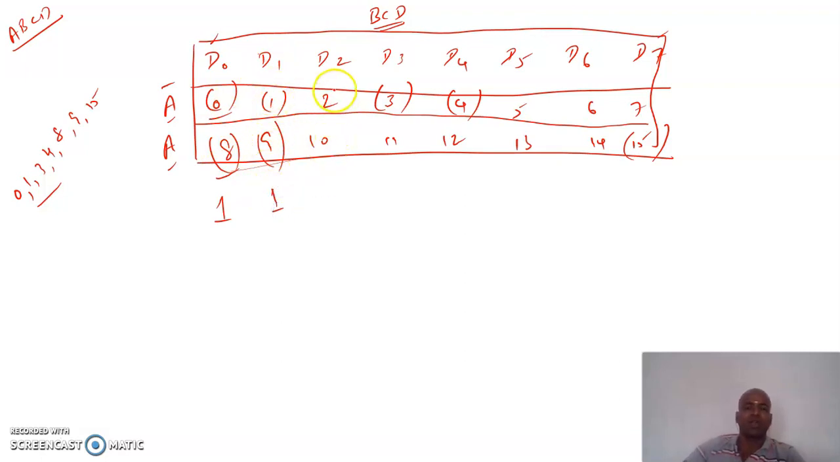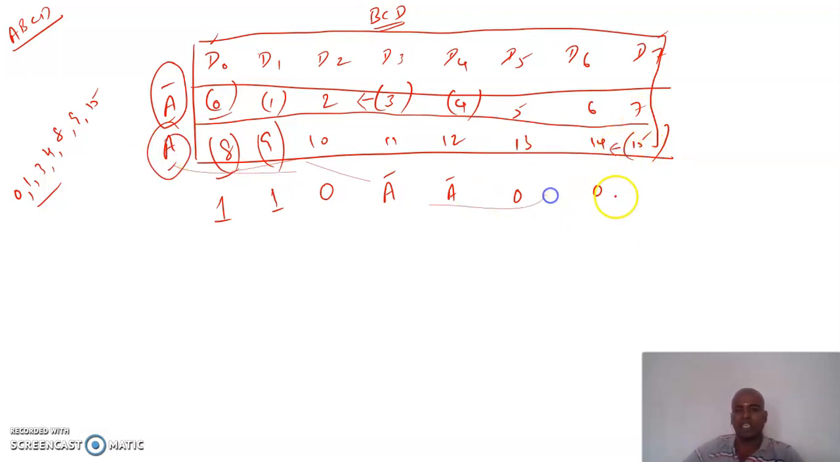If both are not having parentheses, then this value is equal to 0. If only one place is having parentheses, look at the left side variable, it is A bar. So let's write down that particular variable. Again here only one place, so it is A bar. Here nothing is there, so 0. And here also nothing is there, then 0. Here only one place, so the equivalent variable is A.